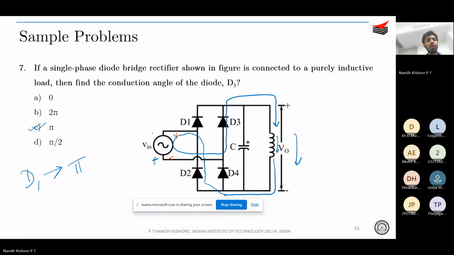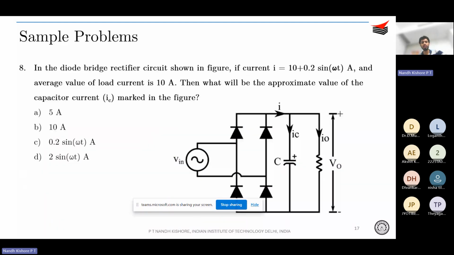Okay, in the diode bridge rectifier shown in the figure, if current I is equal to 10 plus 0.2 sine omega t and the average value of load current is 10 ampere, then what will be the approximate value of the capacitor current marked in the figure? Very simple question. So anyone, what is IC?